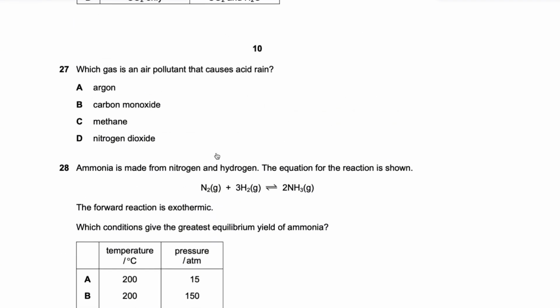Question 27. Which gas is an air pollutant that causes acid rain? Nitrogen. Look for any gas that has nitrogen in it. Argon, no. Carbon monoxide, no. Methane, no. Nitrogen dioxide, yes.